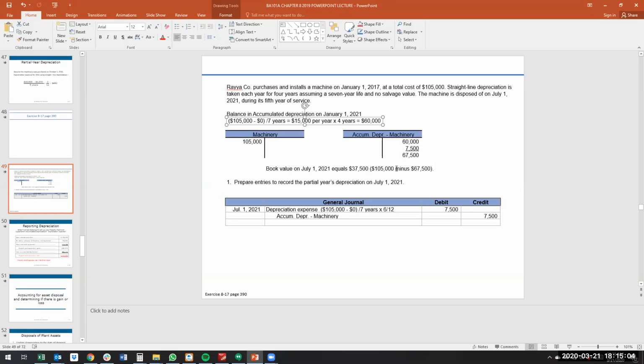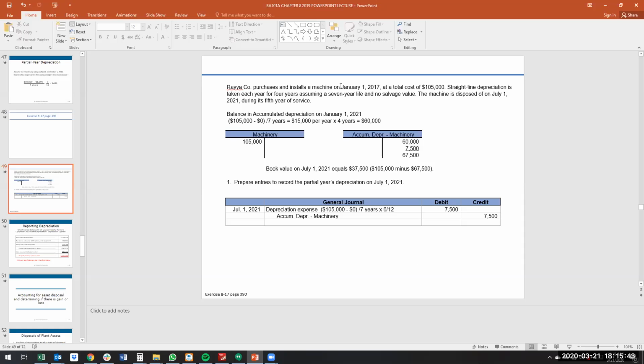The book value is 37,500. We have an additional 7,500 here for the partial year of July. So this is for the first 4 years, and since we are trying to calculate in July, we also have to take an additional half year. This is a half year journal entry, the 7,500 here. That's 15,000 divided by 2 because we installed it in January, but we have to focus on the fact that we dispose of it in July. This gives us an accumulated depreciation of 67,500 based on the machinery of 105,000. That difference is going to be your 37,500. That's going to be considered your net book value as of July 1st, 2021.